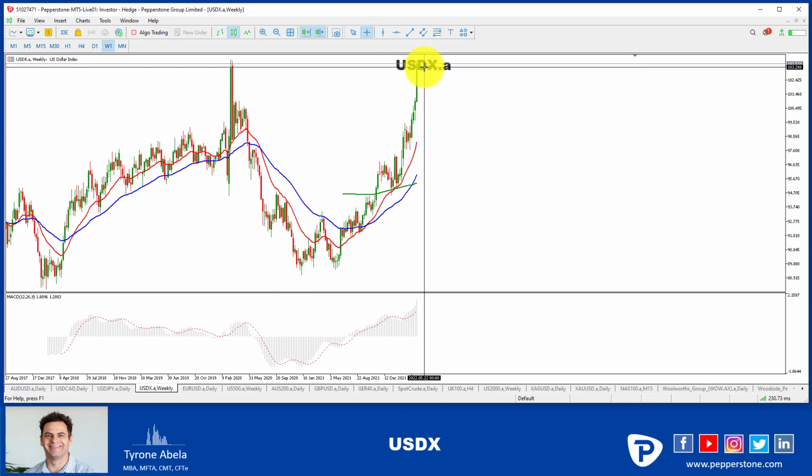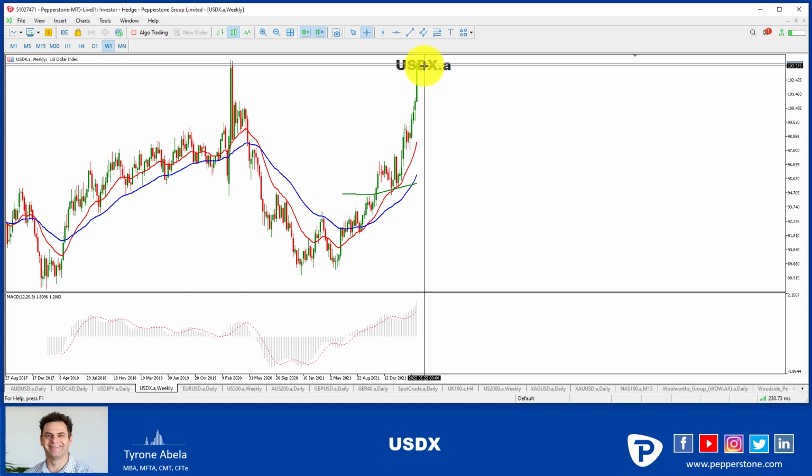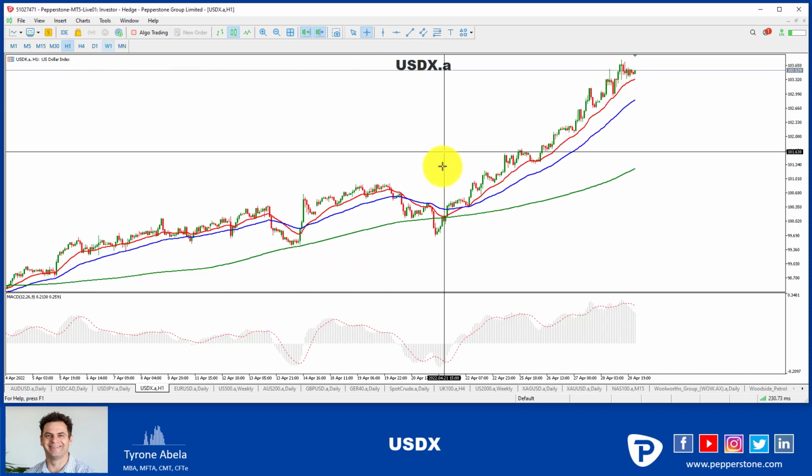So realistically, it's had obviously a very big move. We would be looking for reversals at this point here. I'm not looking for it to break. I'm probably looking for it to do a series of lower highs and lower lows.